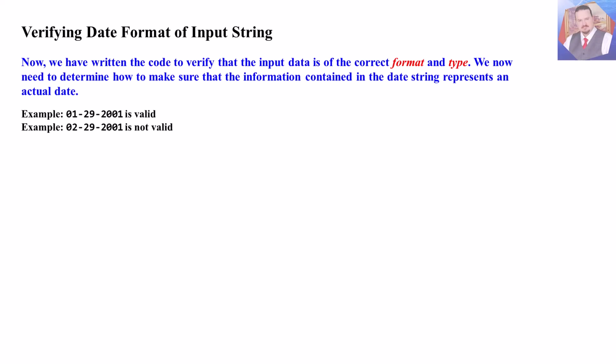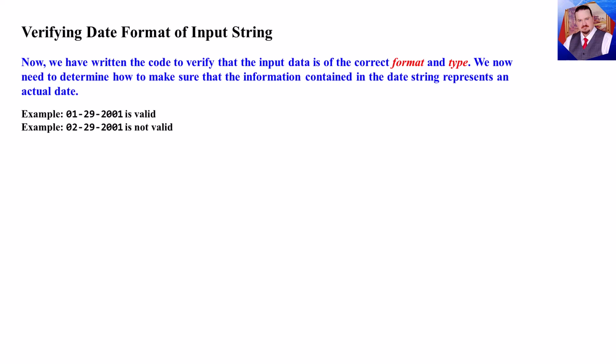At this point, we have written the code to verify whether the input data is in the correct form, format, and type. We now need to determine how to make sure that the information contained in the date string represents an actual valid date. For example, 01/29/2001 is valid, whereas 02/29/2001 is not valid. February 29th is not a valid date because 2001 is not a leap year.